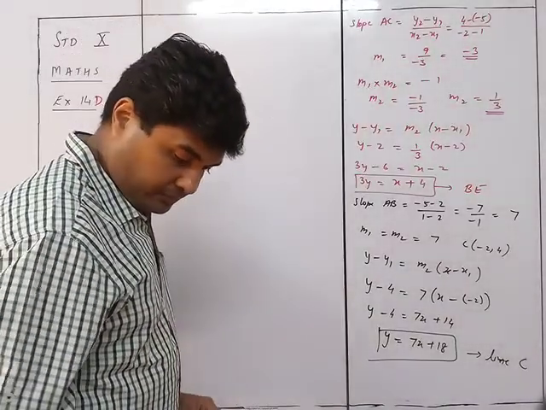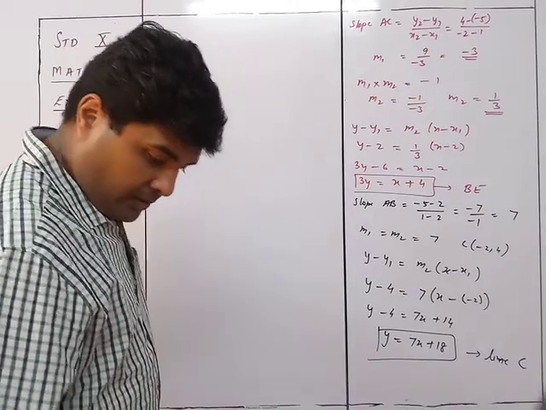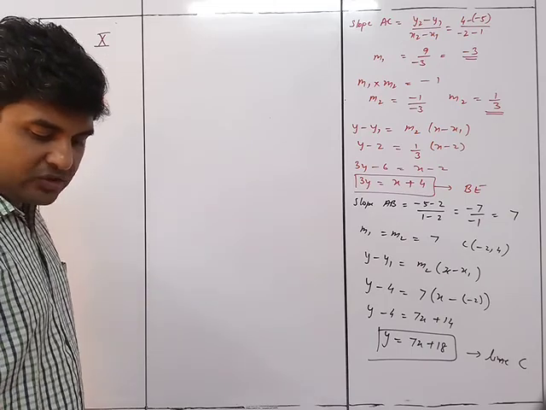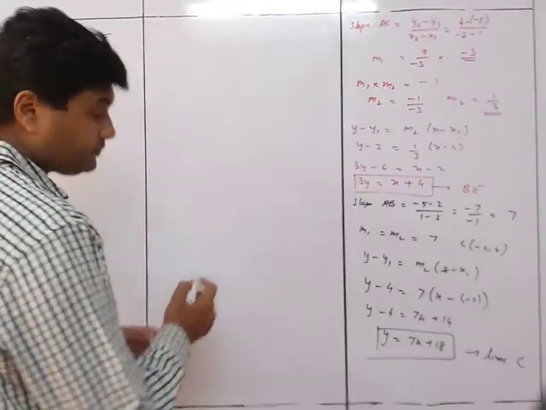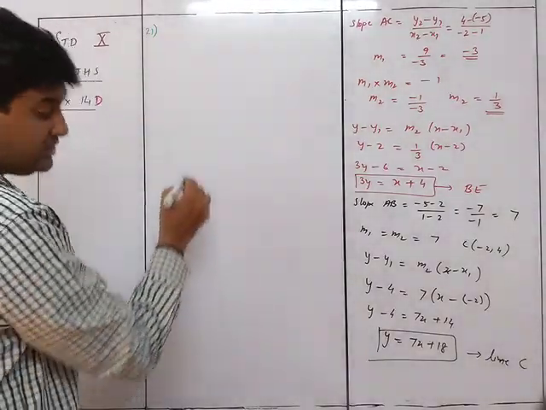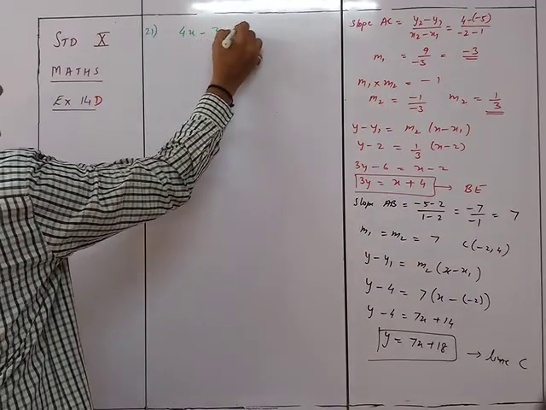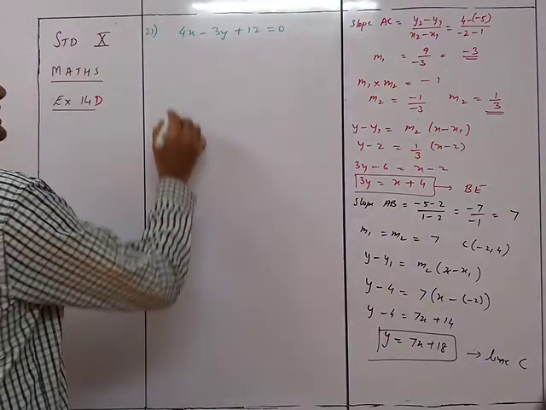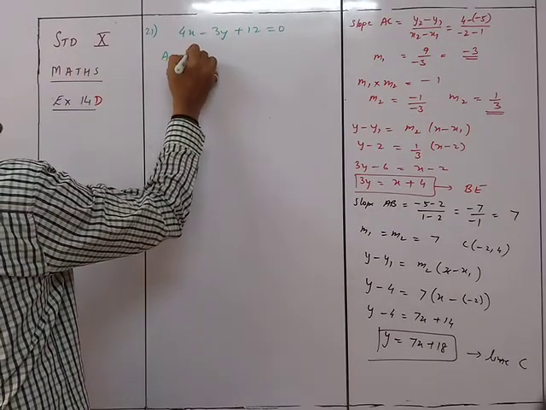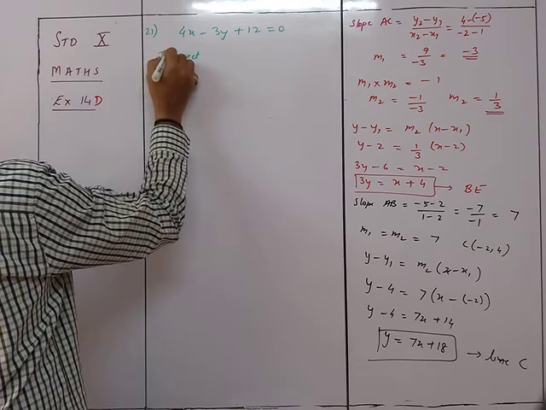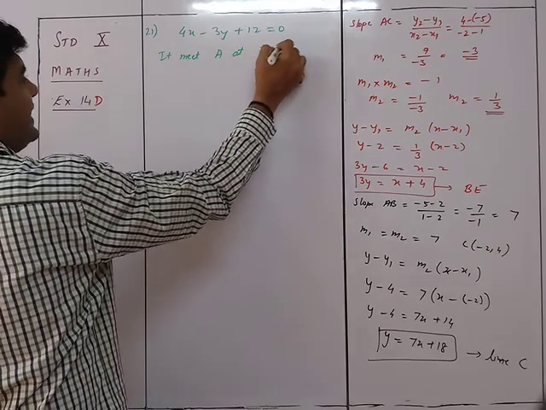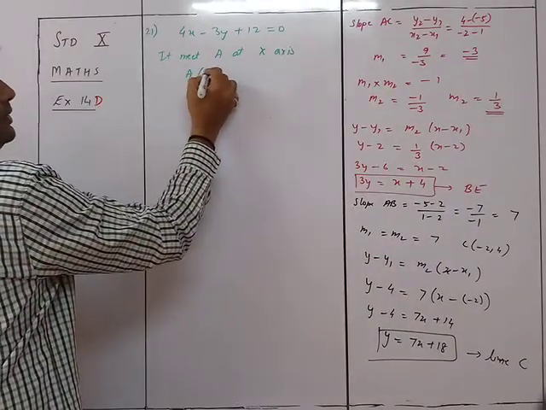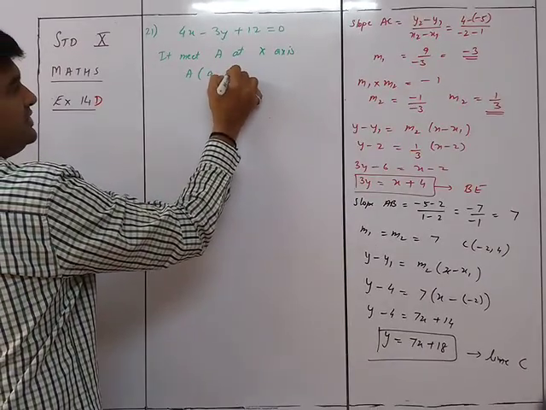Okay, sum number 21. That's the one. The line 4x minus 3y plus 12 is equal to 0 meets the x-axis at A. Write the coordinates of A. So we got the line as 4x minus 3y plus 12 is equal to 0. It meets the x-axis at A. On the x-axis, the y value will be 0. So A will be A comma 0.